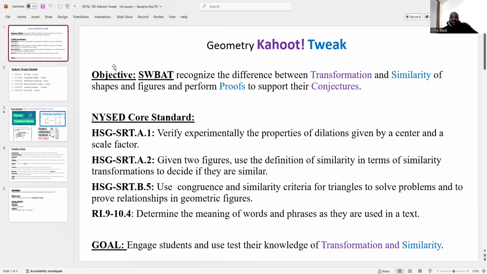HSG-SRT.A.1, verify experimentally the properties of dilations given by a center and the scale factor. HSG-SRT.A.2, given two figures, use the definition of similarity in terms of similarity transformation to decide if they are similar. HSG-SRT.B.5, use congruence and similarity criteria for triangles to solve problems and prove relationships in geometric figures. And RI.9-10.4, determine the meaning of words and phrases as they are used in text. My goal is to engage students and use their knowledge of transformation and similarity.